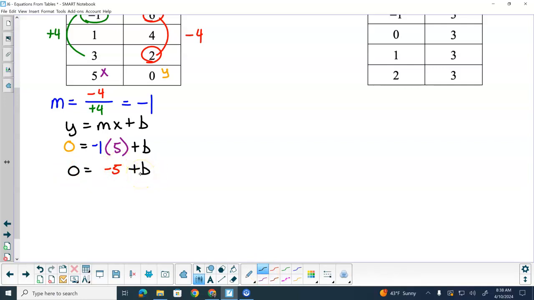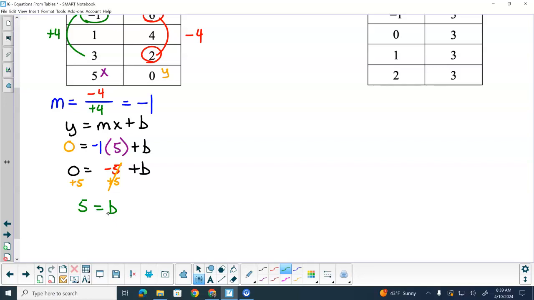Okay. And how am I going to solve that? Add 5 to both sides? Now, it just so happened to work out for us that 5 was our b2, but that only happened because our slope was -1. If our slope would have been anything different, it wouldn't have been +5.